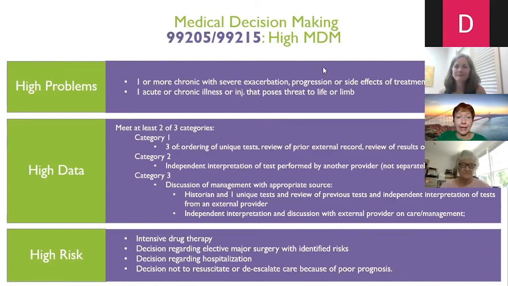When you look at your high data, again, ordering your unique tests, interpretation of those tests. And then category three is important because that's the discussion of management with an appropriate source. So you want to look at who your historians are. It is often going to be the adolescent, but it's often going to be the parents as well too. And then thinking about an independent interpretation and discussion with an external provider on care management, which could be the therapist. And then your high risk, again, is going to be looking at your intensive drug therapy and talking about medications, good effects, side effects, what's happening with your particular patient.